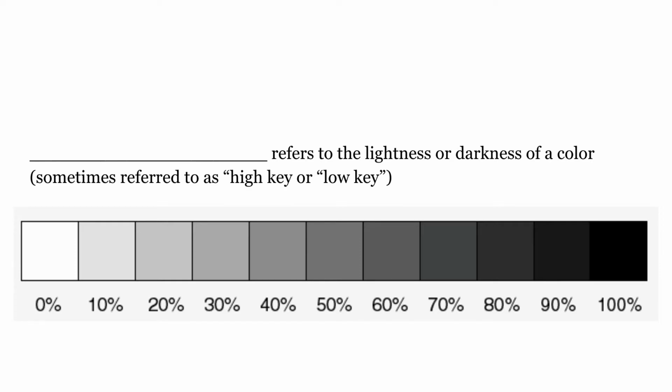Value refers to the lightness or darkness of a color. What was that? Gradient. Not gradient. Sometimes it's referred to as high key or low key. Tints? Not tints. It is value.